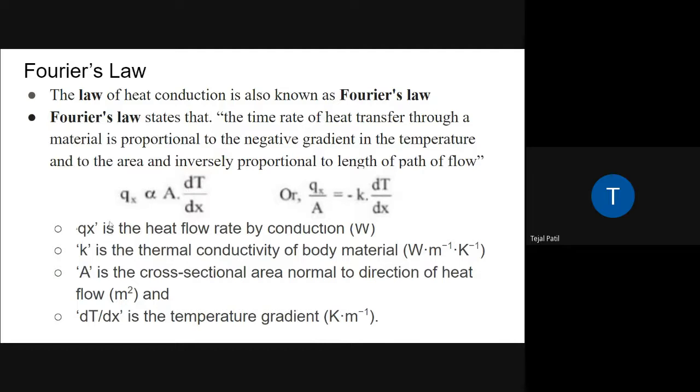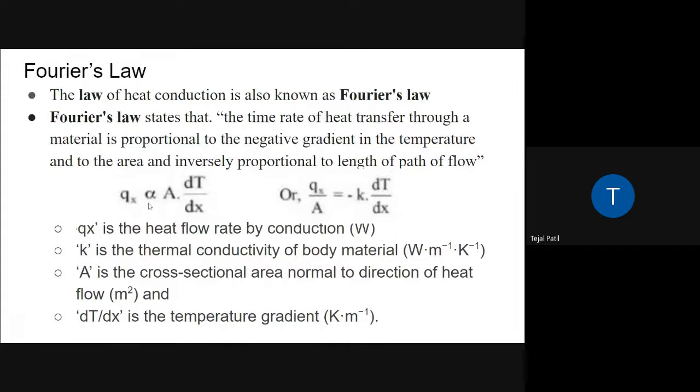Now what is going to happen here? Heat is transferring from high temperature to low temperature, that means in a negative direction. That's why it says negative gradient. So this is Fourier's law, the time rate of heat transfer. That means the heat transfer rate through the material is proportional to the negative gradient in temperature and to the area, and inversely proportional to the length of the path of the flow.